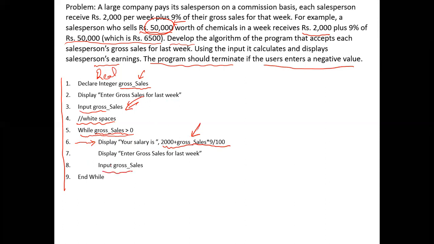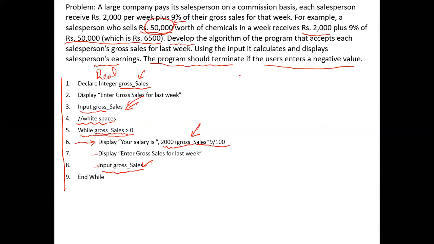And in statement number 8, we are again taking the input. Remember, because this is a condition controlled repetition structure, and our decision whether to stay in the loop or go out of the loop depends on the value of the gross sales, we need to update it. So we need to again ask the user to enter the gross sales for the next user. That's why we have this display statement here, and we are again taking the input. So this is the solution.